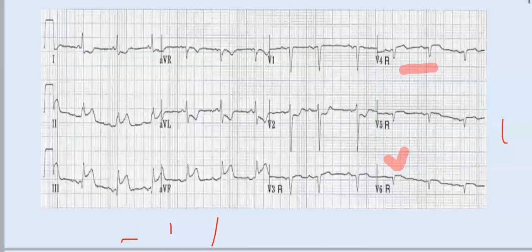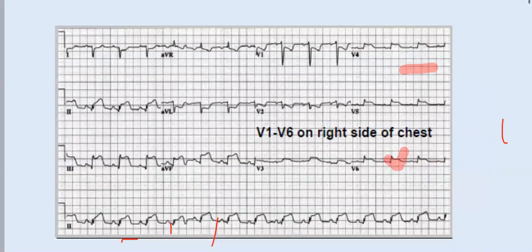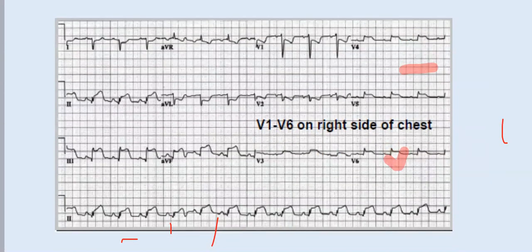You see now? This is inferior wall MI. And look at V3R, 4R, 5R, and 6R. I have Q wave and ST segment elevation clearly. I have clearly ST segment elevation. I have clearly RV infarction. The same is here, right-sided leads demonstrating ST segment elevation on the right side leads.